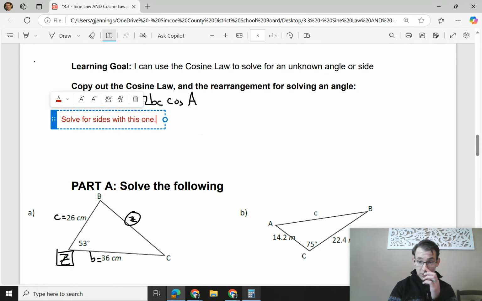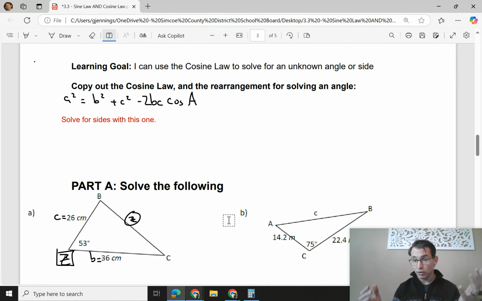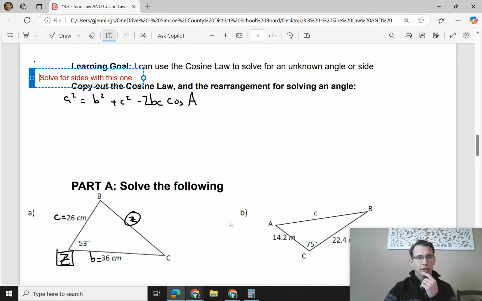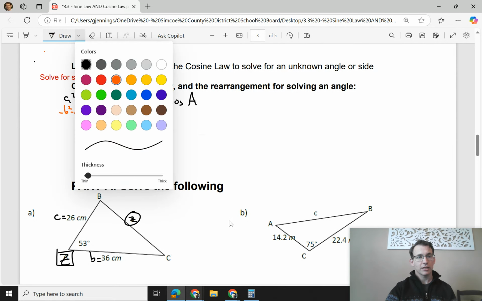But we can also use cosine law, just like sine law, to solve for angles. Let's do that by rearranging this formula. I'm going to just isolate cosine A. So the first thing I'm going to do is subtract b squared and subtract c squared from both sides to move them away. And then we're going to get this next line here.